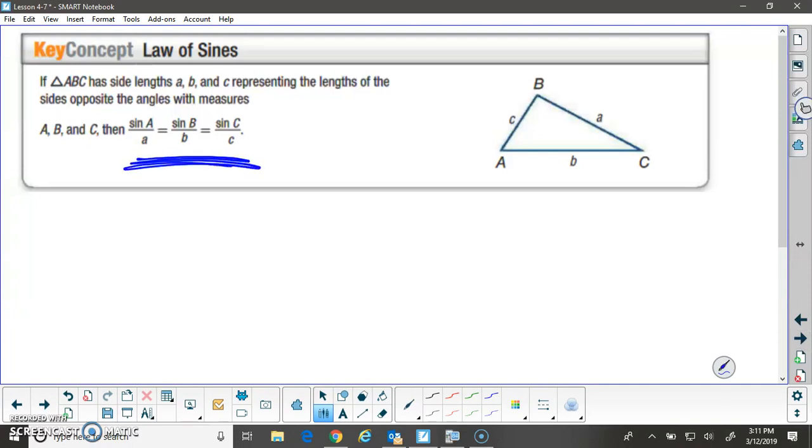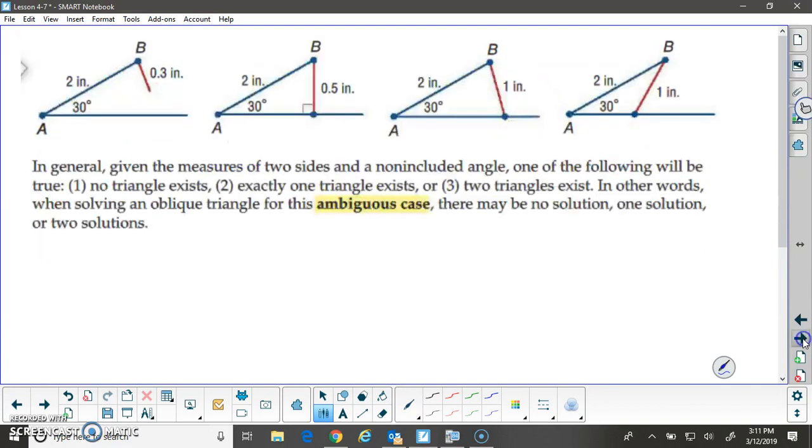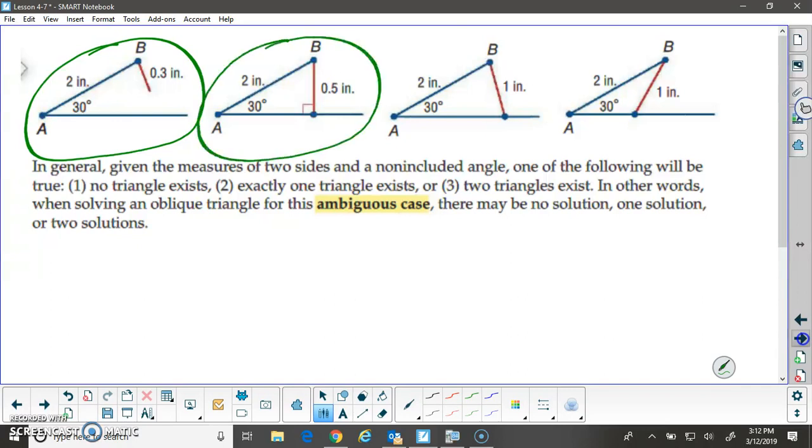So you can use this proportion to solve for missing angles or missing side lengths of a triangle that is not a right triangle. The ambiguous case is when you're given two sides and an angle. Sometimes you cannot form a triangle with that given information. Other times you can make exactly one triangle from that information. And other times there are two separate triangles that you can form with that given information.